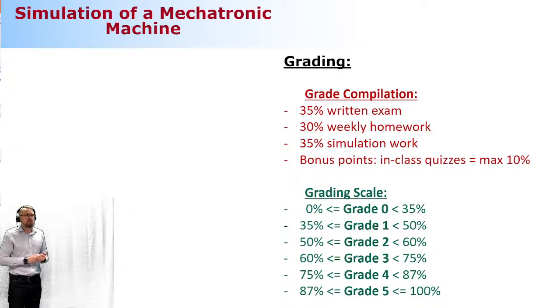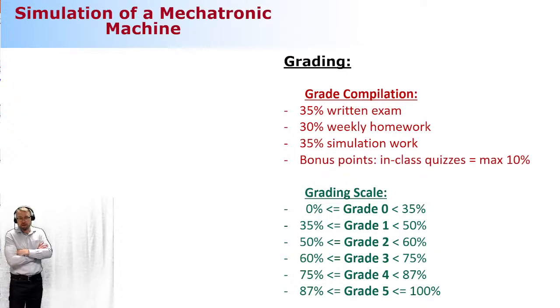Simulation work will be given to you, if not next week, then the week after that. You can start working on that. It's going to be a student-specific assignment. You will get the initial values depending on your student ID number, and based on that, you need to build the simulation model. You need to interpret the results, not just build the models, but make sure you understand the behavior. That's going to be worth 35% of the overall scoring. So that's a lot. And then bonus points are these in-class quizzes, a maximum of 10 points.